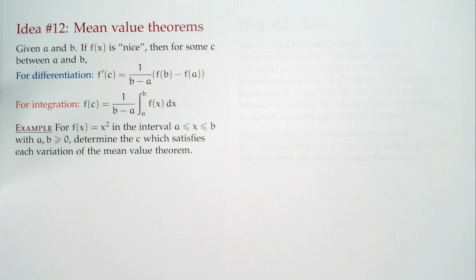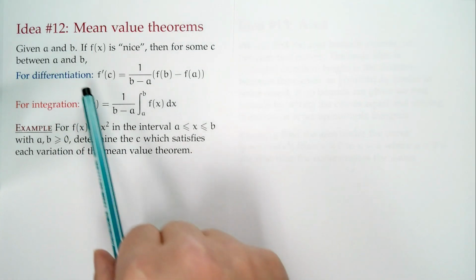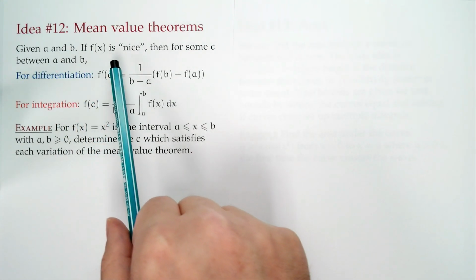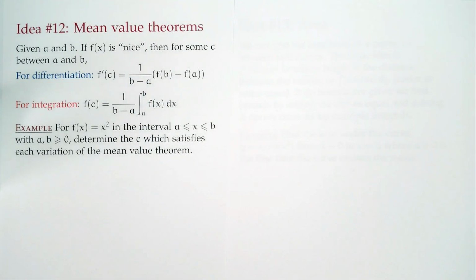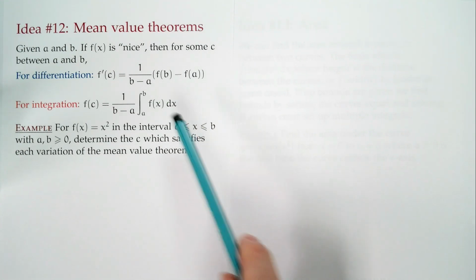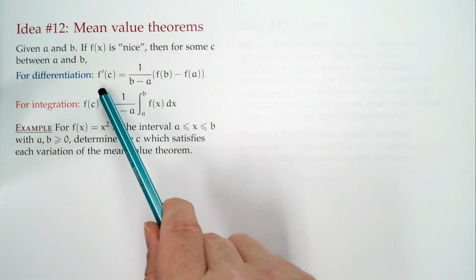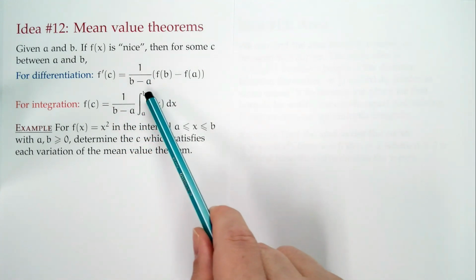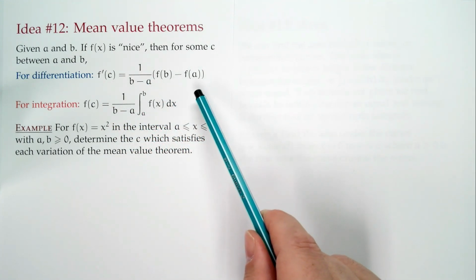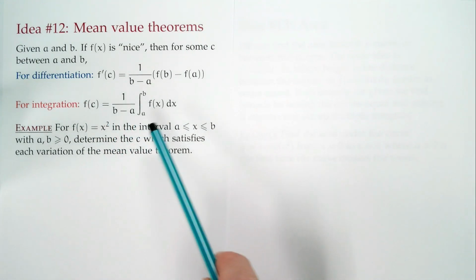So suppose I have an interval from a to b, and it says if f of x is nice, well, nice being usually differentiable or continuous depending on context, then somewhere in the middle, for some c between a and b, you have f prime of c is 1 over b minus a, f of b minus f of a. Now that's the differentiation. How do we understand that?